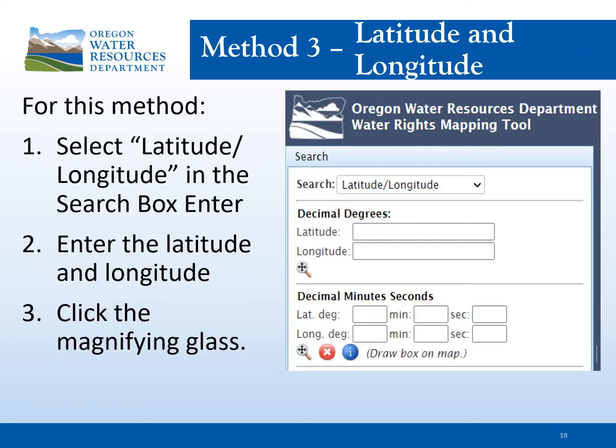In order to search by latitude and longitude, you will first need to select the latitude-longitude criteria in the search box. Next, you will enter the latitude and longitude information that you have available. This information can be entered as either decimal degrees or as degrees, minutes, seconds. Once you have entered the latitude and longitude information, click on the magnifying glass that corresponds with the type of data you have just entered. The mapper will move you to the approximate location based on the data that you have provided.